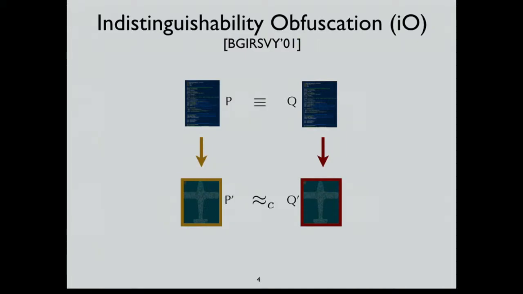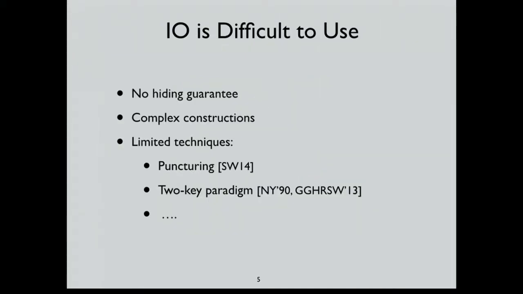If you've been paying attention for the last few days, you realize that IO doesn't really give you any hiding guarantees. So it is very hard to make sense of it. Even if we achieve IO, what can we do with it? At the face of it, it looks very useless.